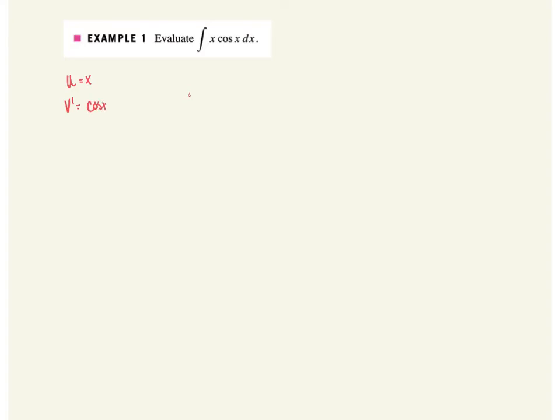Anytime I'm learning a new rule, out of good practice, I always rewrite the rule on the page somewhere. So I know that I have an integral of u v prime dx, a little shorthand right now, equals uv minus the integral of u prime v dx. This is what I'm looking for, so I need all of my parts. I already have a u and a v prime, so I need a u prime, which is 1, and I need a v, which if I anti-derive cosine, I get sine x.